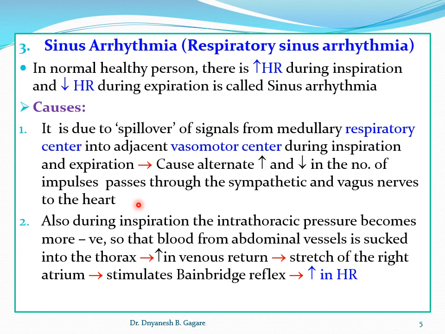This is one cause. Second contributory cause, additional cause, is that during inspiration the intrathoracic pressure becomes negative. When we take the air inside, due to the expansion of the thorax, the pressure inside the thorax becomes negative. Okay, and due to this, the blood from the abdominal vessels is sucked towards the thorax. So what is its effect? It leads to an increase in venous return.